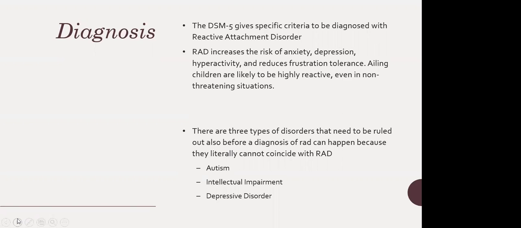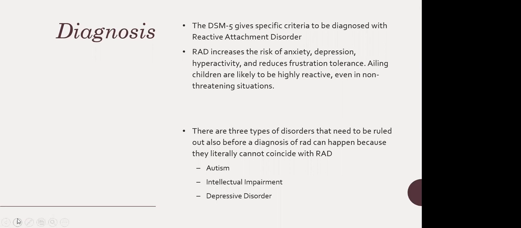So something that's interesting that I don't think a lot of people realize is that there are 3 types of disorders that need to be ruled out before a diagnosis of RAD can happen, because literally they cannot coincide with RAD. According to the DSM-5, the following differential diagnoses should be ruled out before a diagnosis of reactive attachment disorder. That would be the autism spectrum disorders. Reason being, children on the autism spectrum often exhibit many of the same features as those with reactive attachment disorder. However, there's a restricted range of interest, sensory processing difficulties, and rigid adherence to rituals or routines that are specific to autism spectrum disorder.